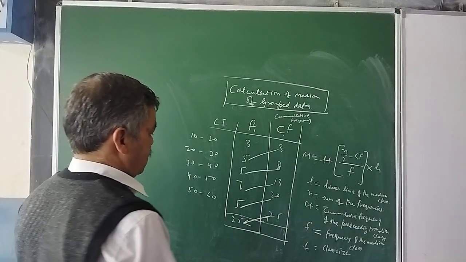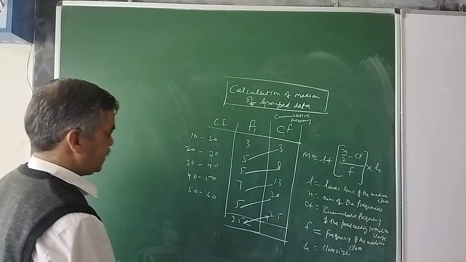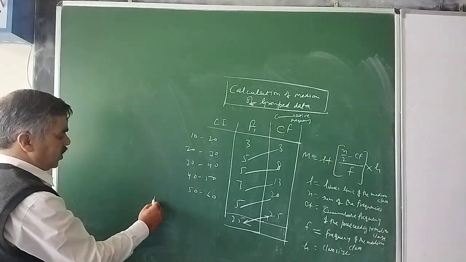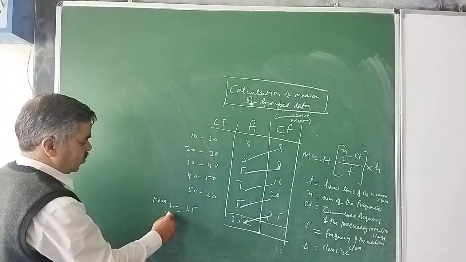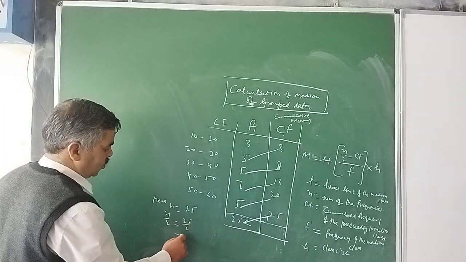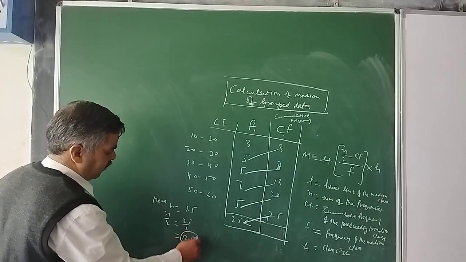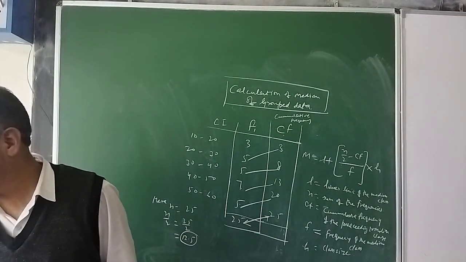Now, as I said, the n is the sum of the frequencies. So you can check here, n is equal to 25. So n by 2 will be equal to 25 upon 2, that is equal to 12.5.